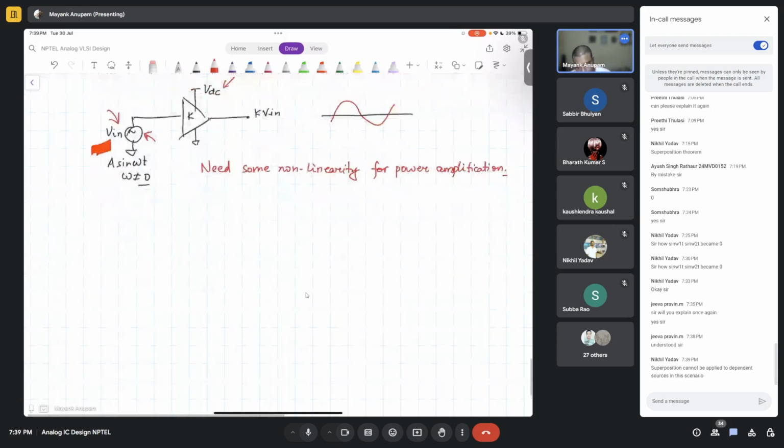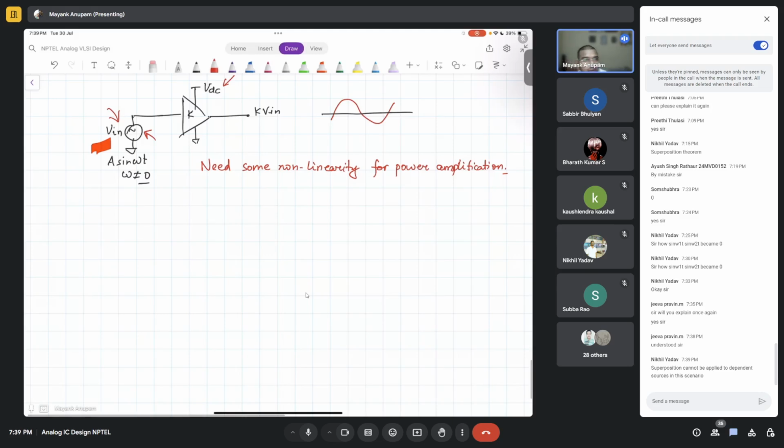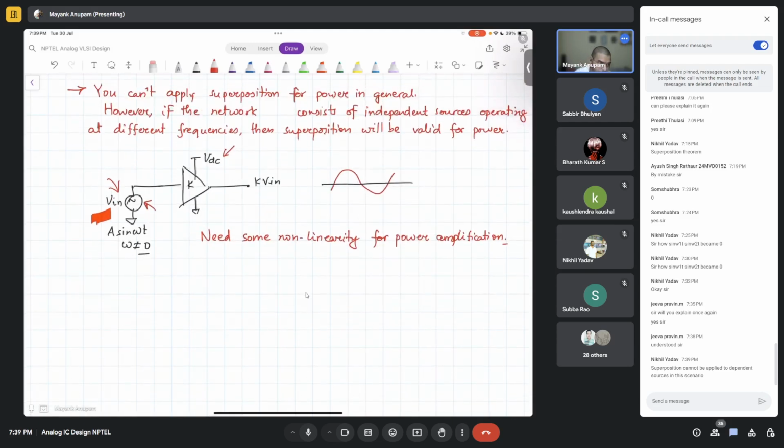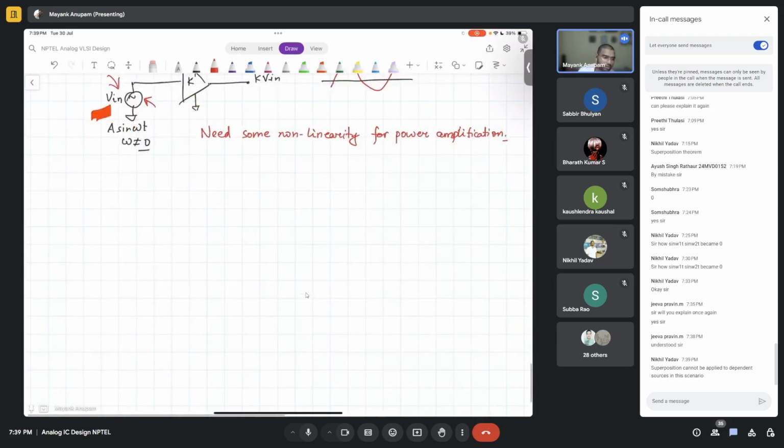Basically, if you look at it closely, you want some kind of frequency mixing. Superposition cannot be applied to dependent sources? No, superposition was always applicable. Who said it is not applicable? Even if you have dependent sources, superposition is valid as long as the dependency is linear.